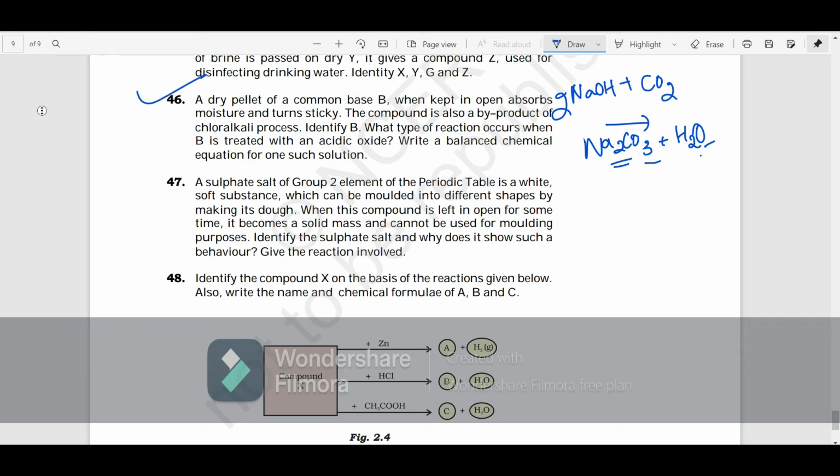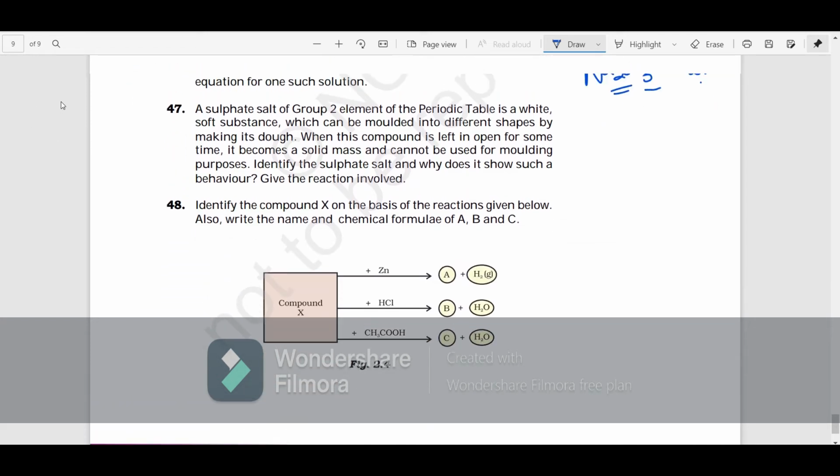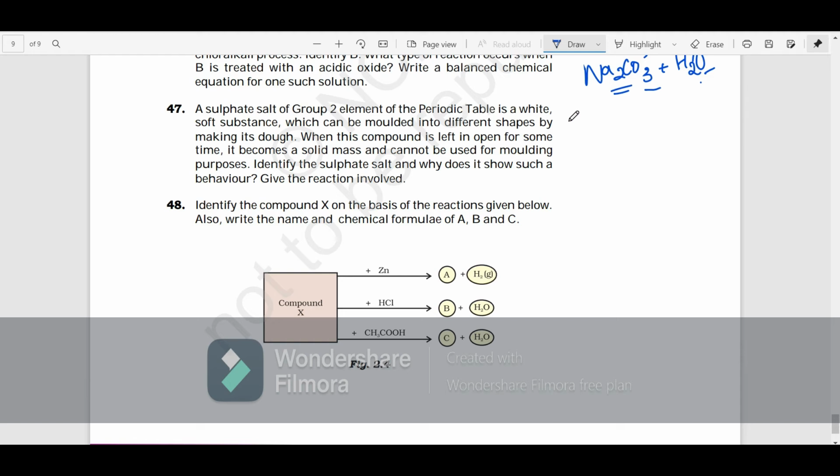A sulfate salt of a group 2 element in the periodic table is a white soft substance which can be molded into different shapes by making its dough. So among these group 2 elements, if you see these properties, which match, of course calcium, right? This is calcium sulfate hemihydrate, which you know is also called plaster of Paris.